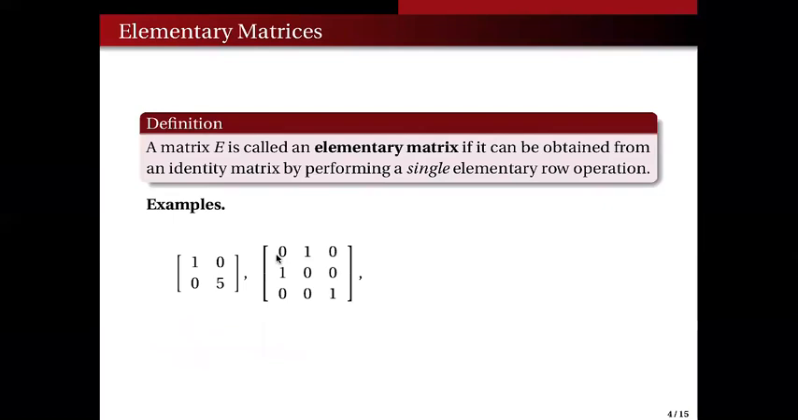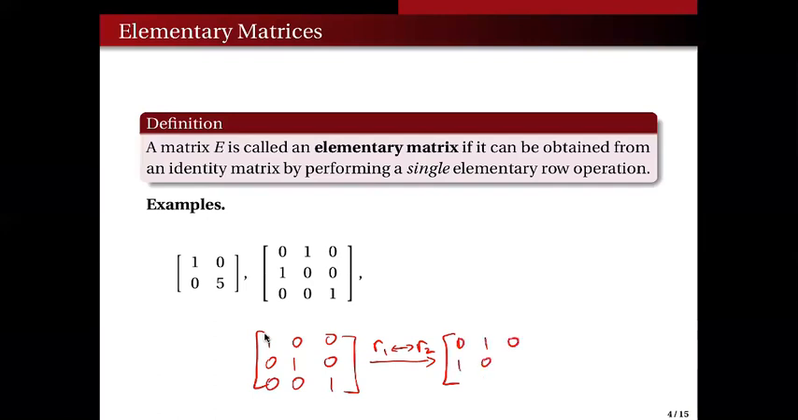In here, you have 0, 1, 0, 1, 0, 0, and 0, 0, 1. You start from the 3 by 3 identity matrix, and you have row 1 interchanged with row 2. So if you do this, you will get this matrix here. So you interchange these two rows. You'll have 0, 1, 0, 1, 0, 0, 0, 0, 1. So a single row operation.